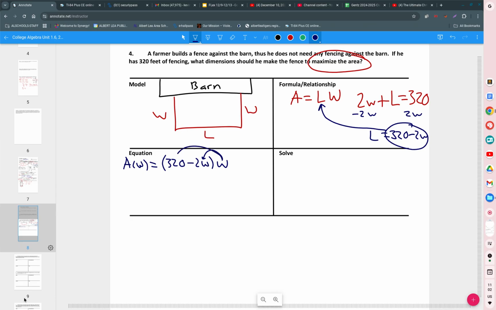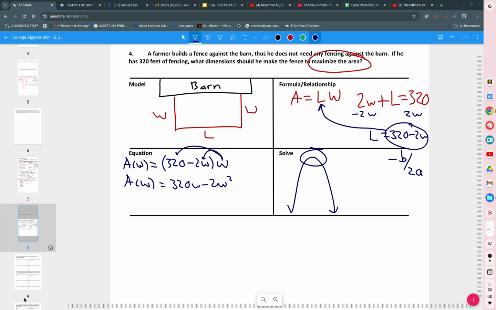I distribute the W through, I get area in terms of W is equal to 320W minus 2W squared. What shape does that make? Parabola. Right side up or upside down? Upside down. Does it have a maximum or a minimum? Maximum. It's got a maximum. What do we call the maximum of a parabola? Vertex. Do we have an equation for the vertex? What is it? Negative b divided by 2a.